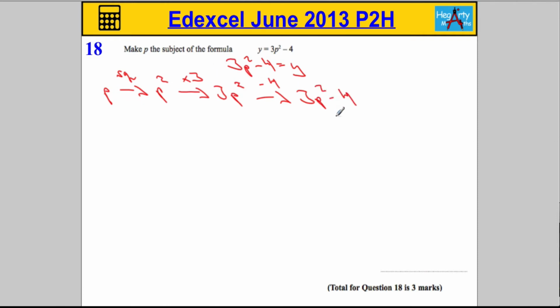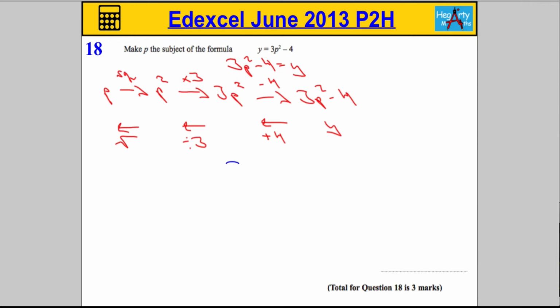Now, we know that this expression is the same as y because it tells us 3p squared minus 4 is equal to y. So, working in reverse, we're going to add 4 to both sides. Then we're going to have to divide by 3. And then finally, we're going to have to take the square root. So let's see exactly how that works out.